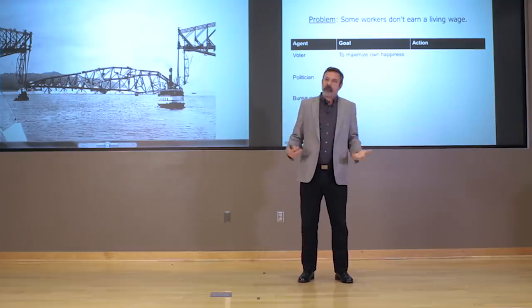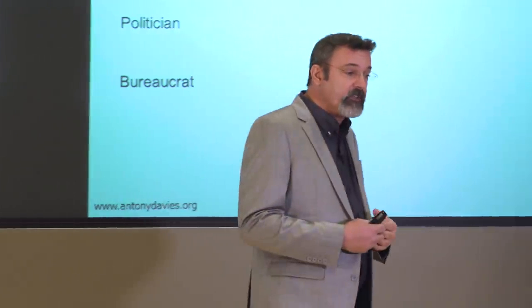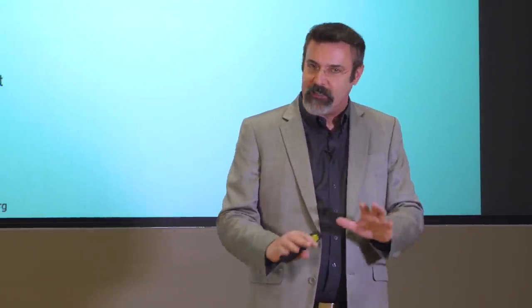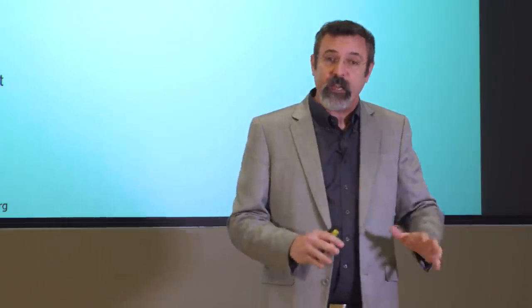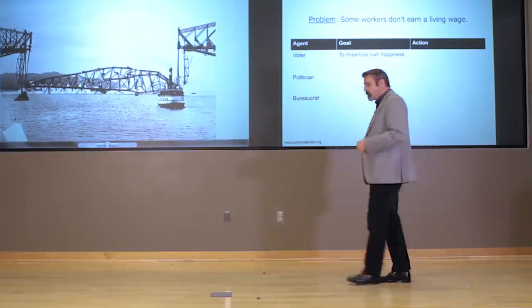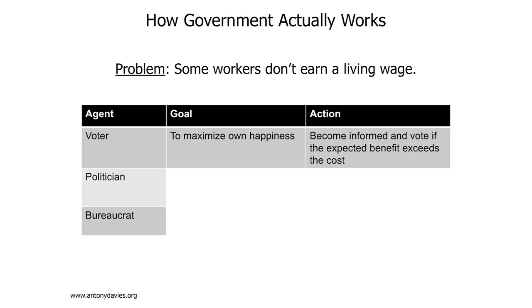Now, some people's happiness comes from consuming things, collecting lots of money, lots of stuff. Other people's happiness comes from helping others, from doing good. Economists don't make any judgment as to what it is that makes you happy. We simply say that people pursue the things that make them happy. So here are the voters. Their goal is to maximize their happiness. How do they go about doing that? They will become informed and they will vote if the benefit of doing so exceeds the cost.